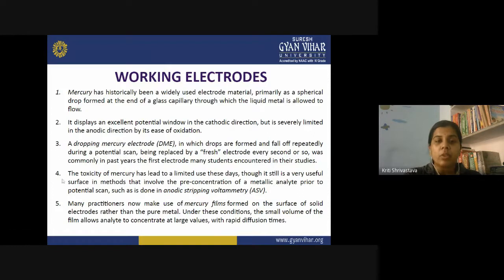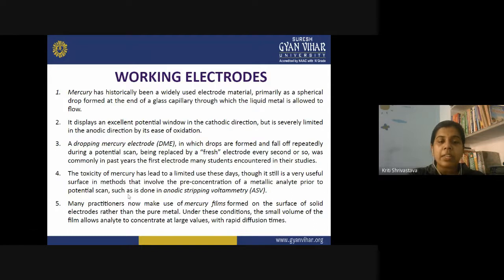Why? Because of the toxicity of mercury. Mercury is a very, very toxic metal, and another thing is its disposal creates an environmental problem. But sometimes, when it comes to its important characteristics as a working electrode, we still use the mercury electrode in some conditions, like in anodic stripping voltammetry, that involves the pre-concentration of a metallic analyte prior to the potential scan. So here we are using the mercury electrodes.